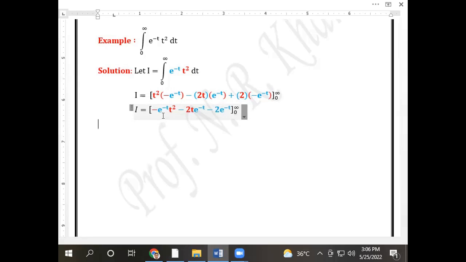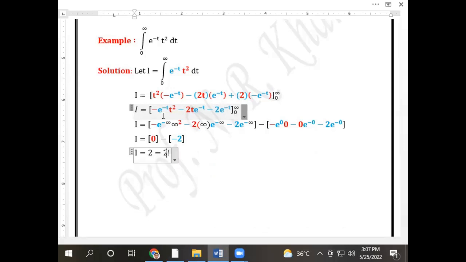When we put the upper and lower limit, we get this. Again, we know that the exponential function runs faster than the algebraic function t. So the final answer of this integration is 2. Plus 2 in the sense that it is 2 factorial. What do we mean by 2 factorial? 2 factorial means 2 into 1.